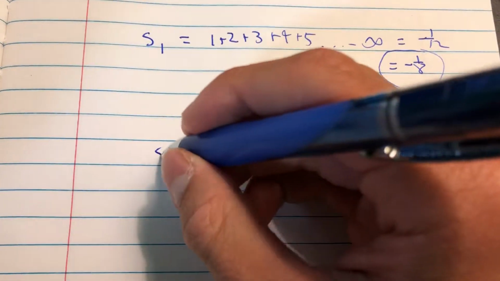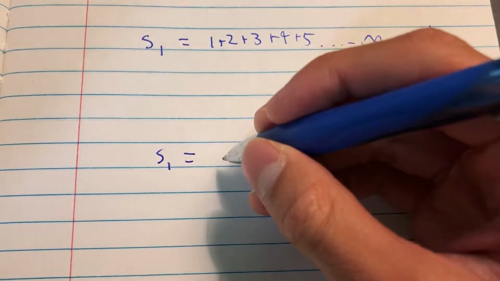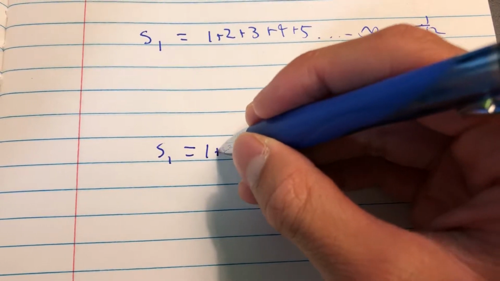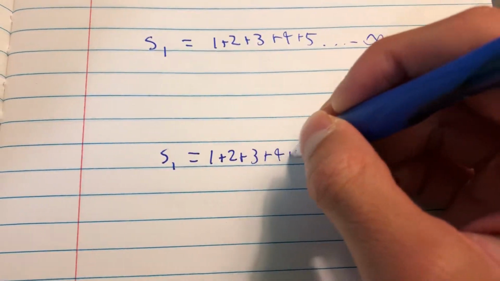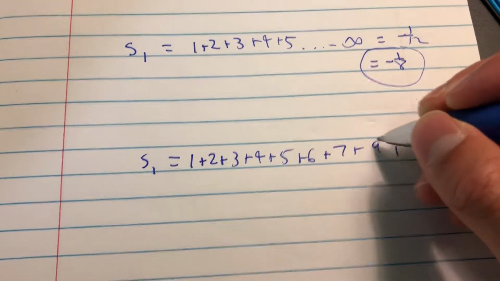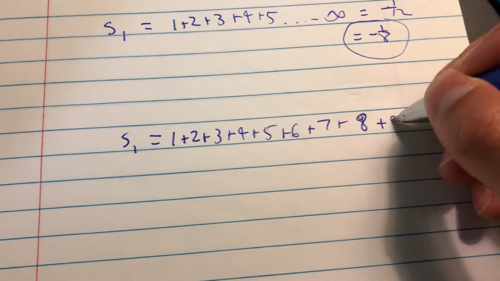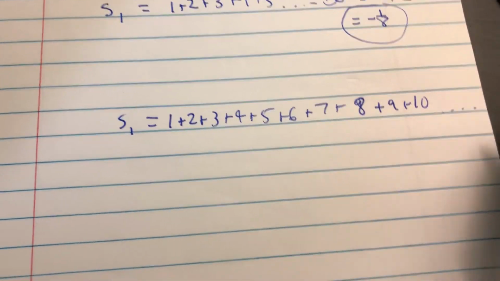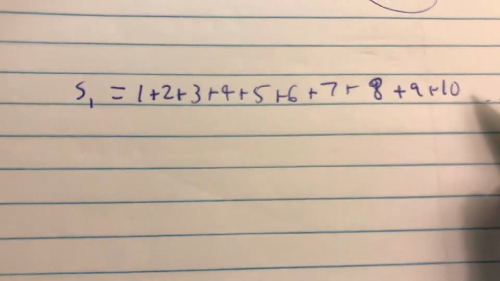So, if we had the sum, let's call it S1, equal to 1 plus 2 plus 3 plus 4 plus 5 plus 6 plus 7 plus 8 plus 9 plus 10. We're going to stop at 10, but we're going to keep going on and on. Now let's try adding stuff up, okay?